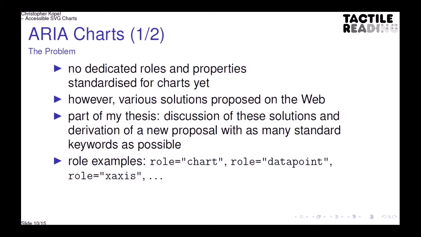Some examples of new ARIA roles for charts are the role chart for the whole chart. Then the role datapoint, spelled in one word this time, DATAPOINT, to denote a data point, or the role xaxis to denote an x-axis, also spelled in one word, XAXIS.